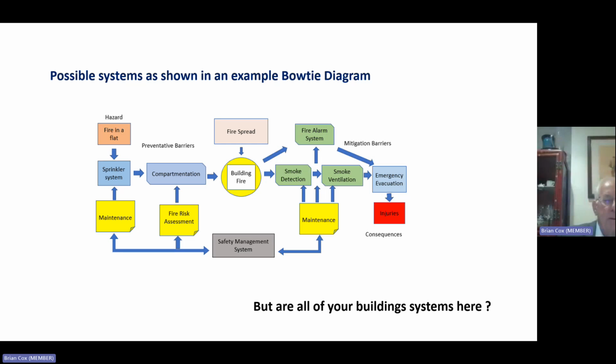So you may have done a bow tie analysis of your system and you end up with a diagram something like this. On the left-hand side, you have the preventative barriers, shown in blue here. On the right-hand side, you have mitigation barriers, which are shown in green. And at the bottom, you have the yellow blocks, which are showing the safety management system looking after these barriers. But is this the whole of your building system?